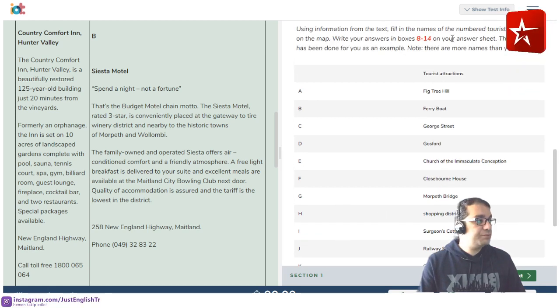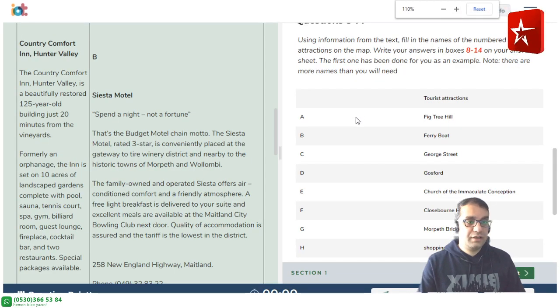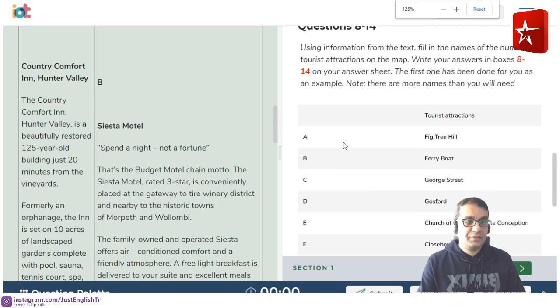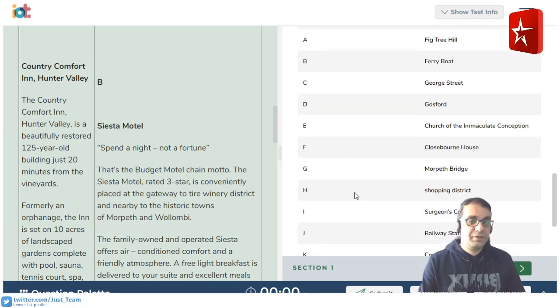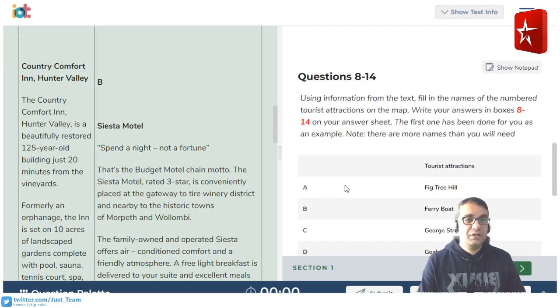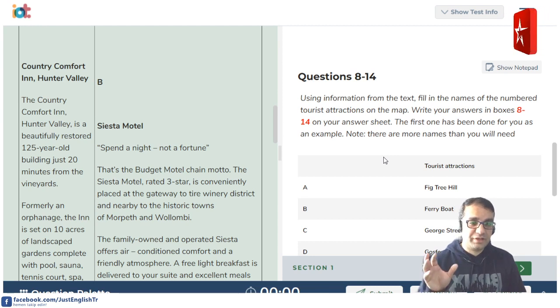I tried, guys, to zoom in on the screen, but I can't. Let me just try again to zoom in the screen a bit. I think I should press Control and yeah. I try to zoom in here so you can see it behind me, and I'll replace myself. So here, using the information from the text, fill in the names of the numbered tourist attractions on the map. Write the answers. By the way, you do not have any details here because it is more graphical, so we will not go for this question because it's a bit hard for you.